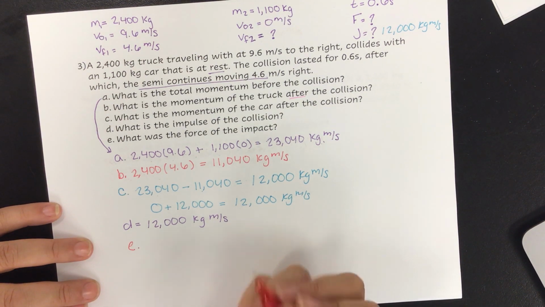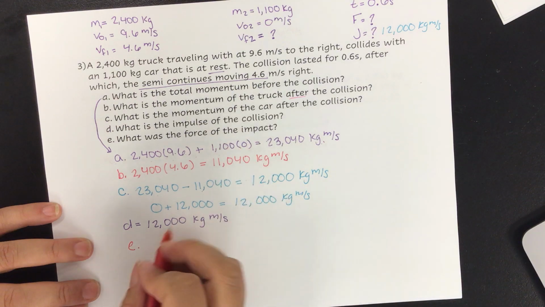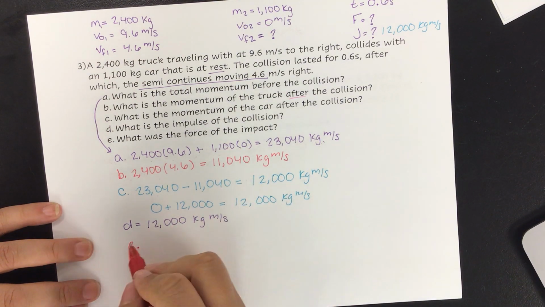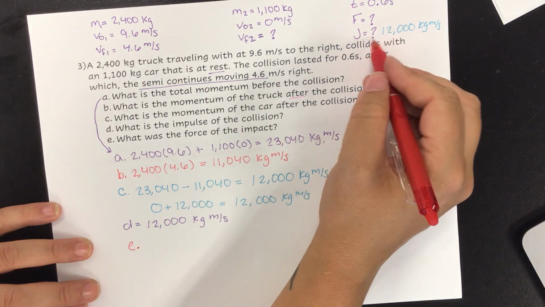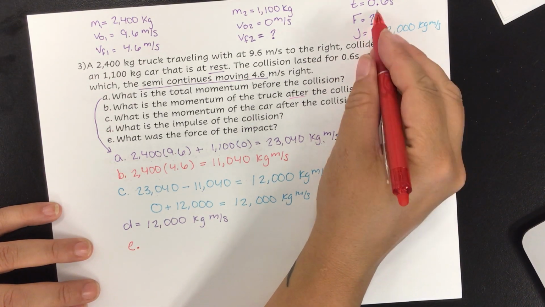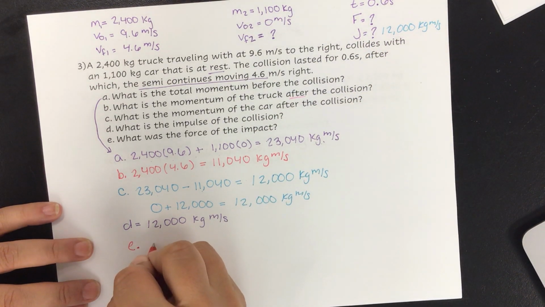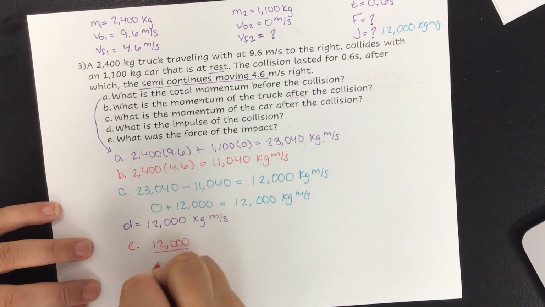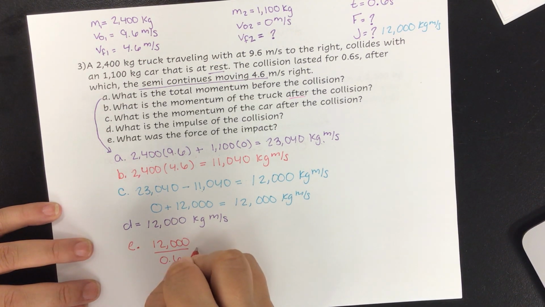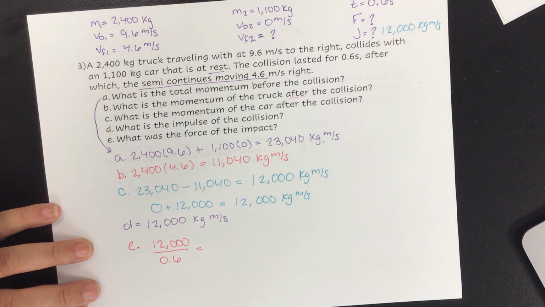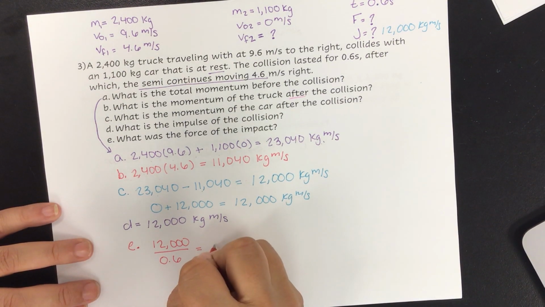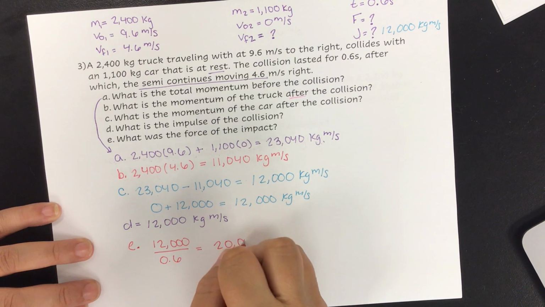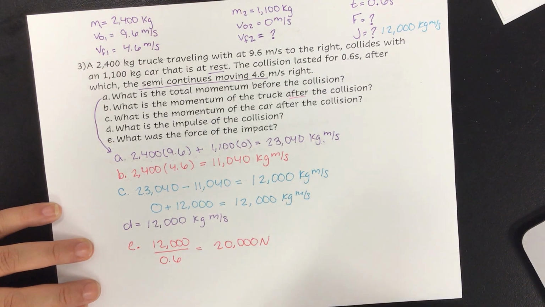the force of impact. Okay, so for this one, the force of impact, I have my impulse and I have my time. So to find my force, I'm going to do 12,000 divided by the 0.6. And that's going to give me a force of 20,000 newtons. That is the force of the impact.